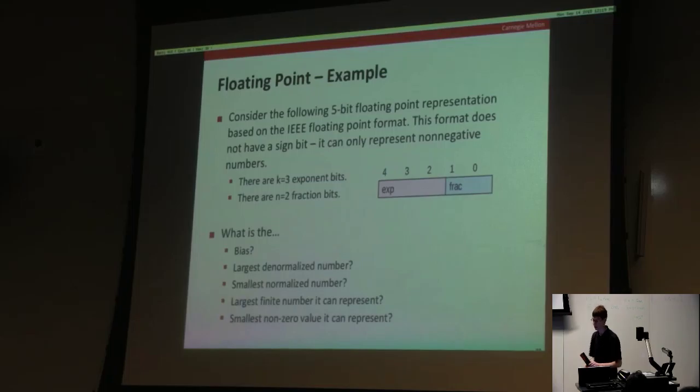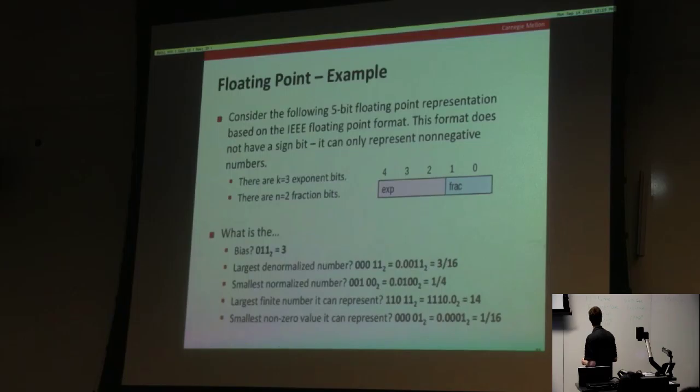Since we're running short on time, we'll put the answers up and we'll just look at them. So the largest denormalized number we could represent, the exponent bits are all 0, so the first 3 bits have to all be 0. And then to get as big as possible, we could have all the rest of the bits be 1. And so that gets us to 3/16 when we apply this formula. The smallest normalized number we could represent would be where this part is 0 and we have the smallest fraction possible. That's going to be 1/4. The largest finite number we can represent is going to be 14. The smallest non-zero number we can represent is going to be 1/16.